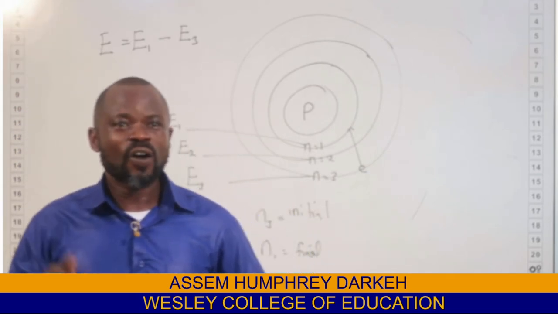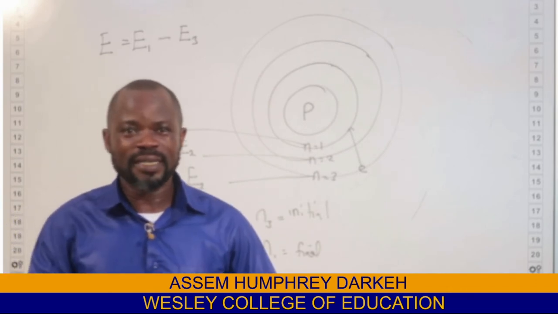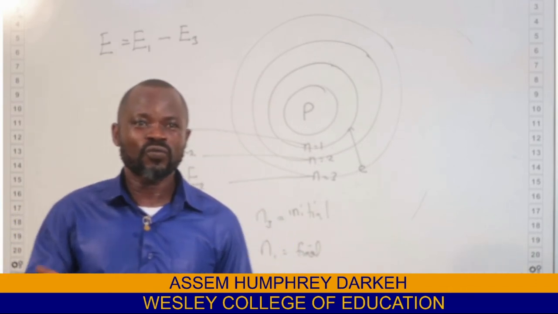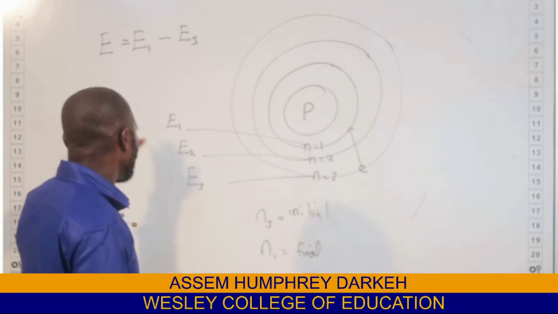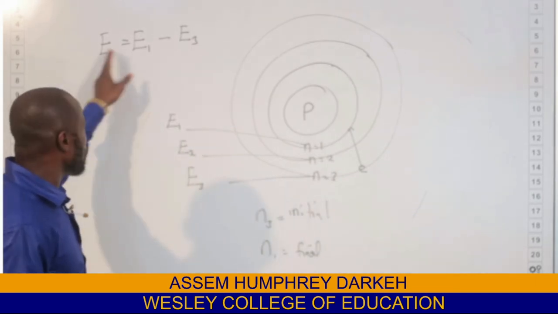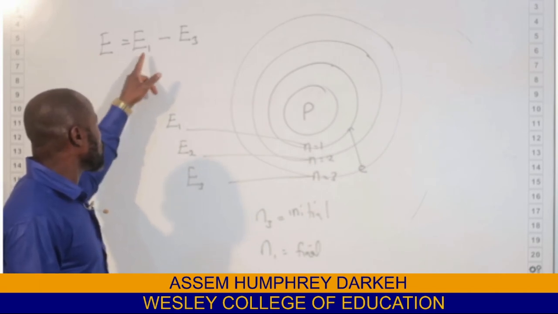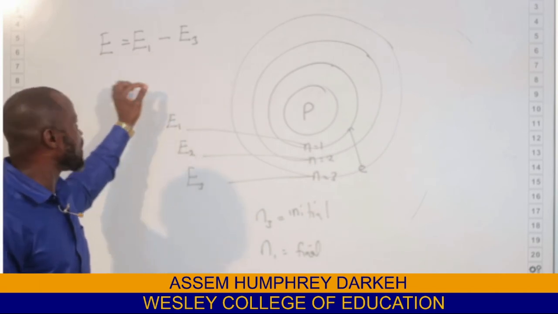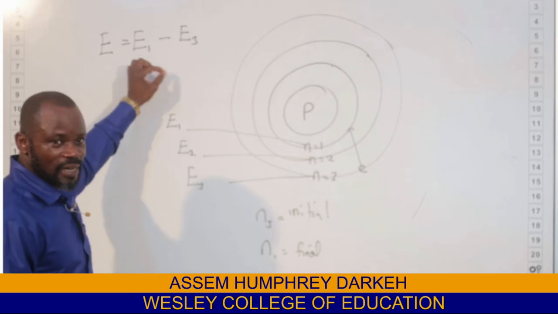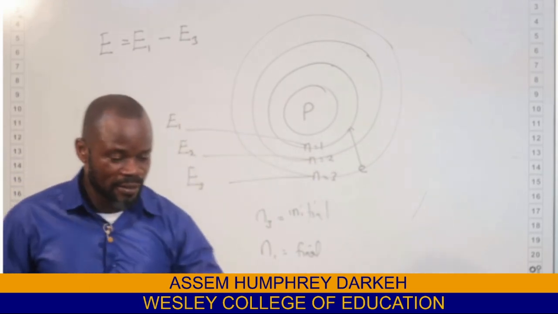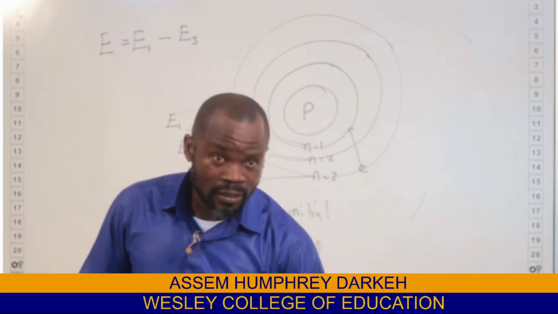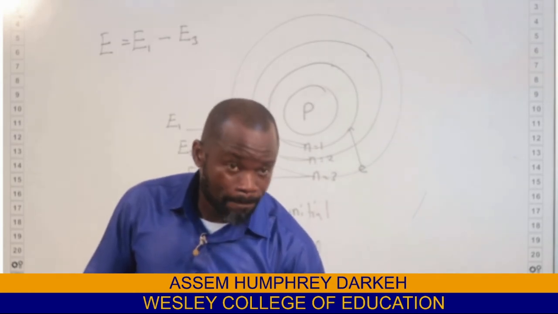Again, the energy of the photon absorbed or emitted when the electron moves from one orbit to another is equal to the difference in the energy. So that's what we have explained using this equation. So E is equal to E1 minus E3. And I'm saying E1 should be the final, and then E3 is the initial, the destination. And that is very, very important.